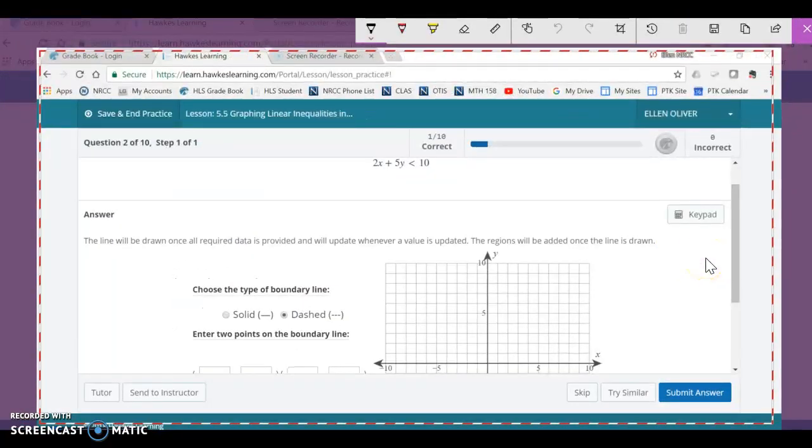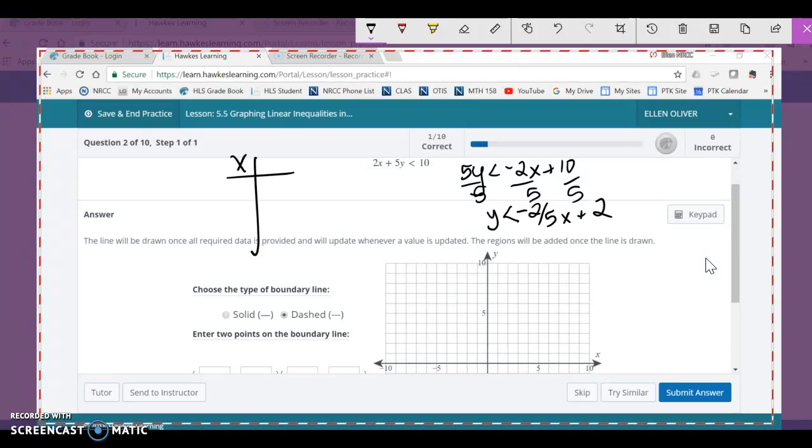So if I solve this for y, I'm going to subtract 2x from both sides. So I'm going to have 5y is less than negative 2x plus 10. Divide by 5. That's a positive number, so my inequality symbol is going to stay that way. Negative 2/5 x plus 2. So I need to pick 2 points.